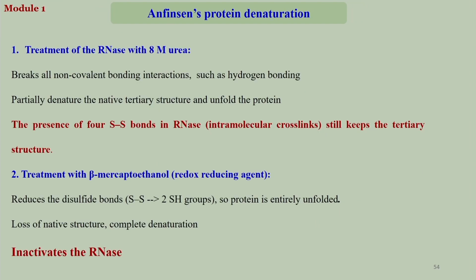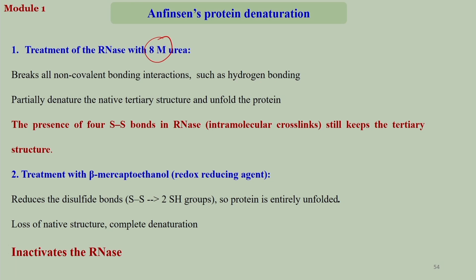Here is how the process goes on. It is done in two steps. The first step is treatment of the protein, in this case RNase, with 8 molar urea. And Anfinsen has found out that the concentration of urea is optimum if you use it at 6 to 8 molar. Urea is ideal for denaturation of the protein. So, that is the optimum condition to denature the protein.